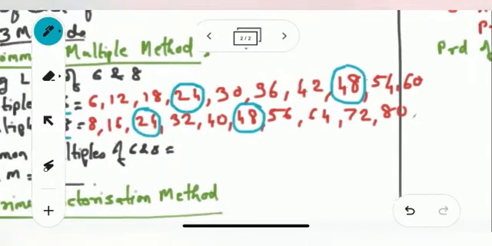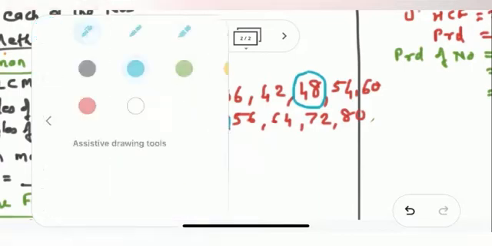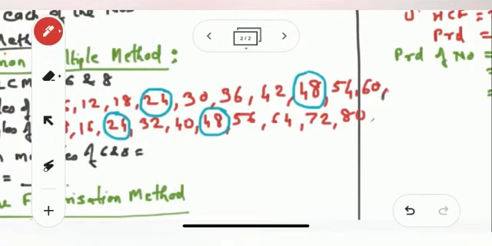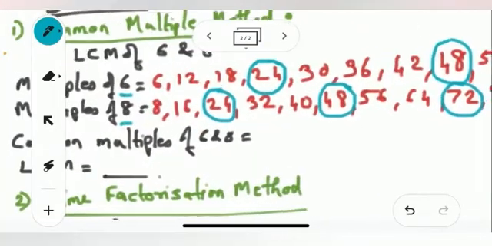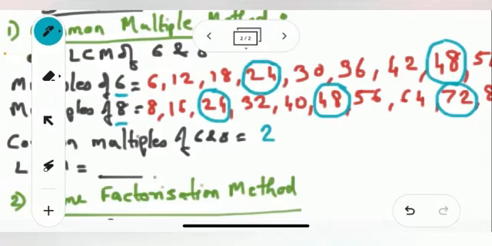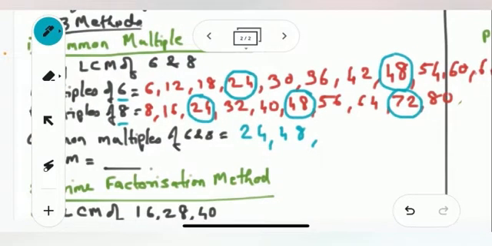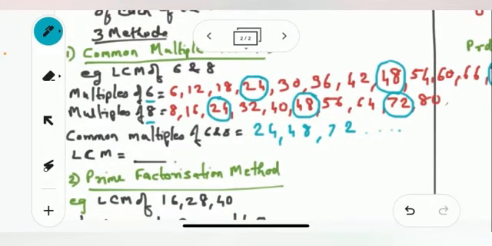If I go beyond this, here it is 66, 72. So I can see 72 also will be common. So now here I will write which are the common multiples. So 24, 48, 72, and there will be a few more. Okay, so these are the common multiples.